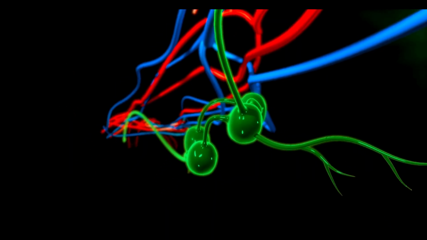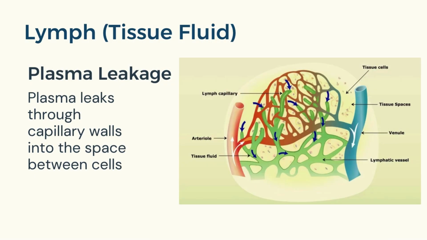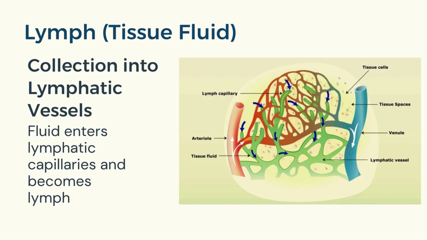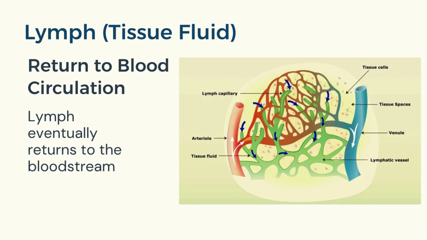Let's now study lymph or tissue fluid. Plasma leaks through capillary walls into the space between cells, forming tissue fluid, which lacks large proteins and formed elements. This fluid is collected into lymphatic vessels where it becomes lymph. Lymph eventually returns to the bloodstream.